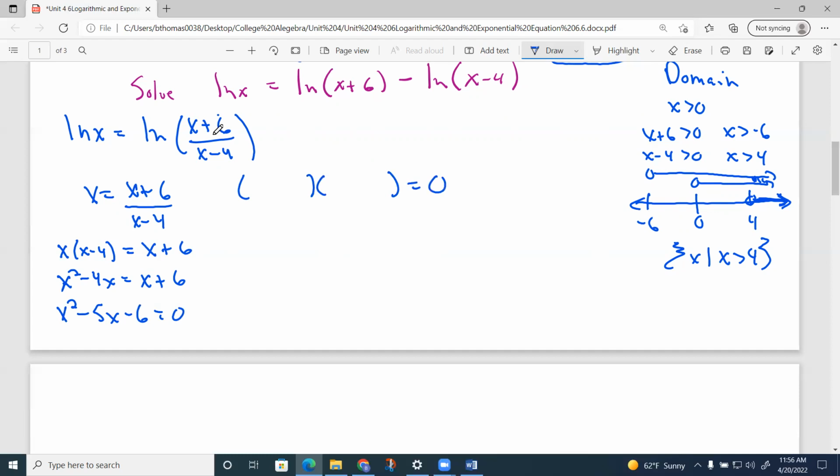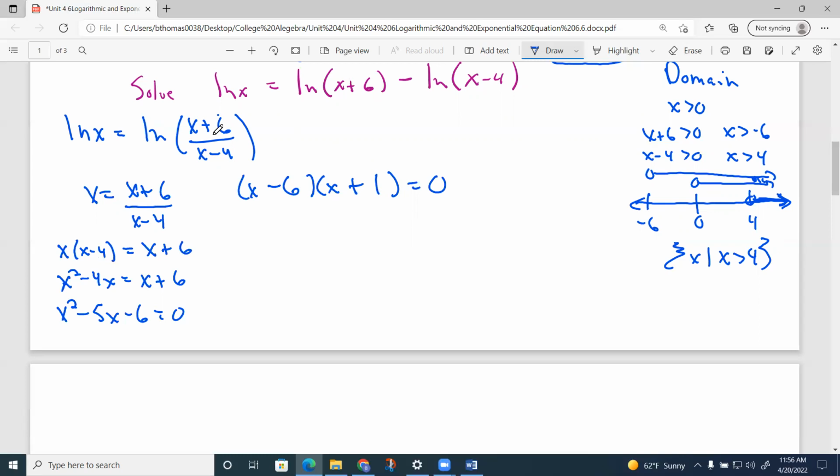So we know that we're going to have x times x here. And the factors of -6 that give me a -5 would be, looks like, -6 and +1. So -6 times 1 does give me my -6, and -6 plus 1 does give me my -5x. So that should work out.